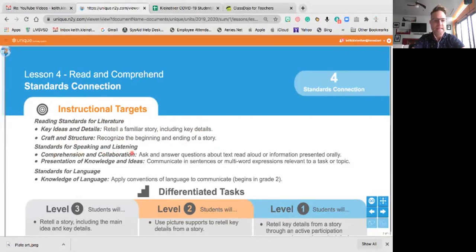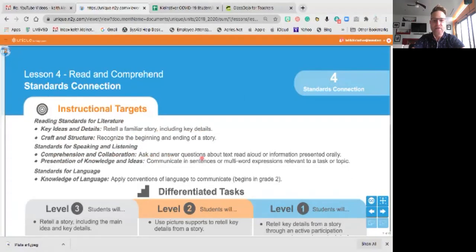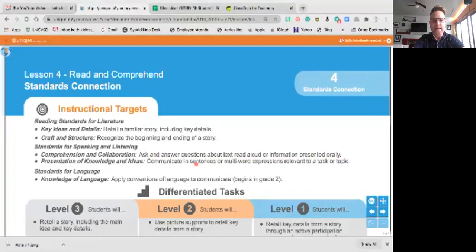Standards of speaking and listening, comprehension and collaboration: ask and answer questions about text read aloud or information presented orally. Presentation of knowledge and ideas: communicate in sentences or multi-word expression relevant to a task or topic. Standards for language, knowledge of language: apply conventions to language to communicate.